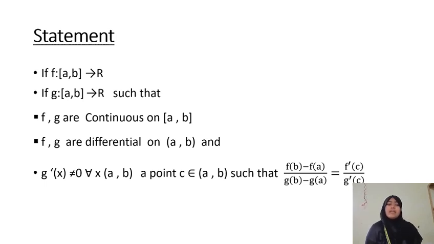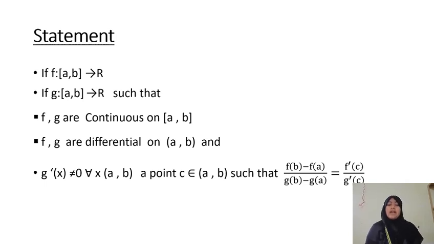So here also the two functions should be continuous in the closed interval and differentiable on the open interval. And then only here we get a condition like g dash of x is not equal to 0. Here we do the derivation of two functions and we check the second function, g of x. The derivative should not equal 0 for all x belongs to (a, b).